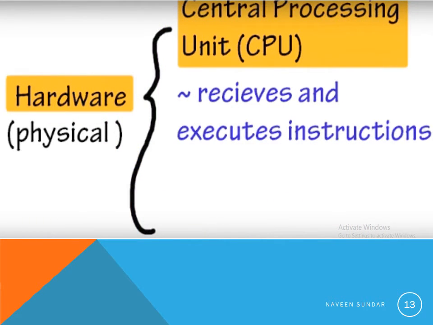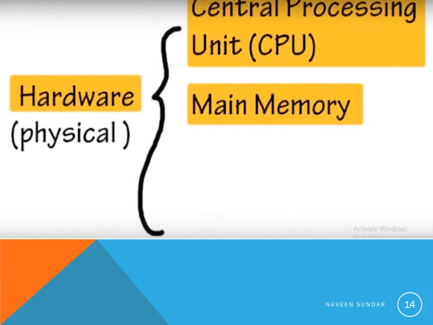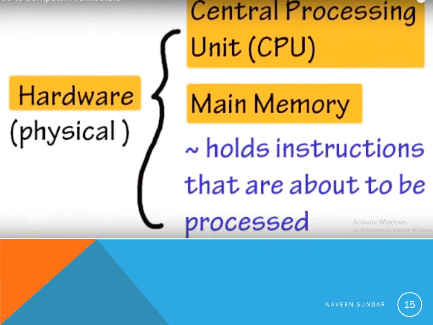When we talk about the hardware, that is the physical parts of the system, how can we categorize it? The initial part is the central processing unit, CPU. It is called the heart of the computer, and it helps us to receive and execute the instructions. The next category is main memory. What is the role of the main memory? It holds instructions that are about to be processed, temporarily stored in it for processing, and then finally stores the result back.